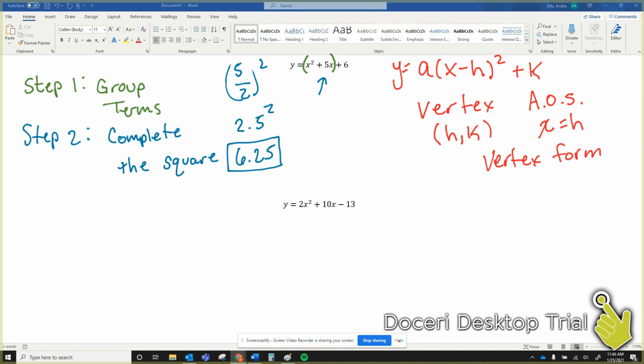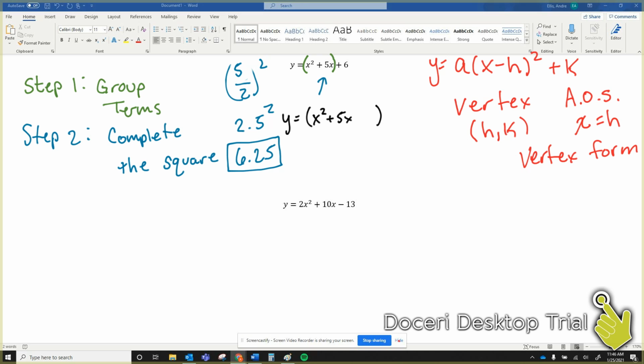So to save ourselves a step, what we do, let me write this out first. I'm going to copy my equation, y equals x squared plus 5x. Leave yourself some room to add the number. This over. And plus 6 is up here. So again, we're going to add this number inside. Plus 6.25. I'll give myself enough room for that.